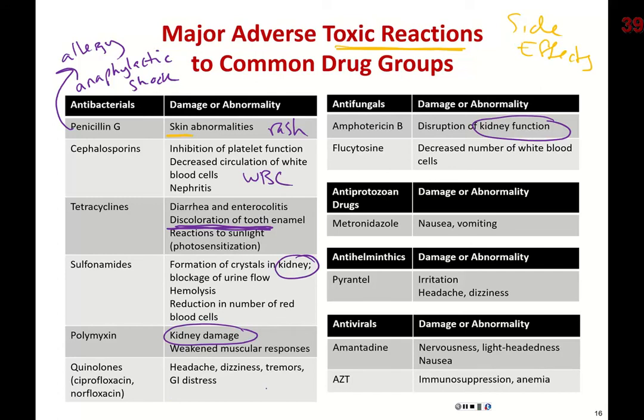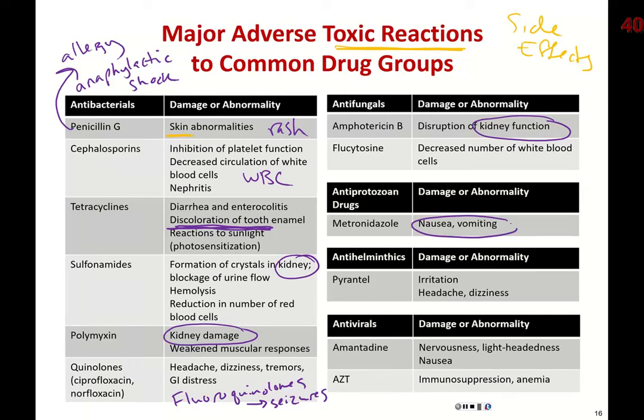The quinolones, it says headache, dizziness, tremors. I think there was another one I wrote somewhere. It's not on this list, but the fluoroquinolones are even known to cause seizures. Okay, so there's some nervous system side effects there.